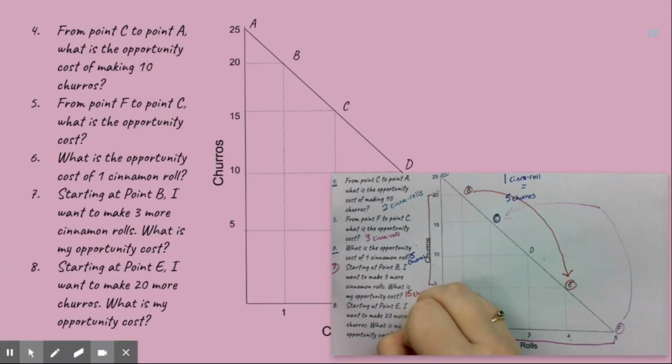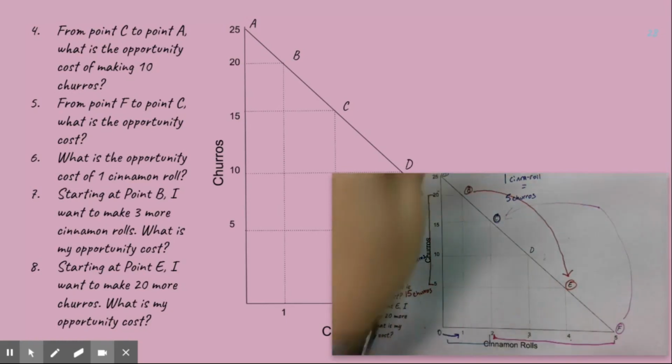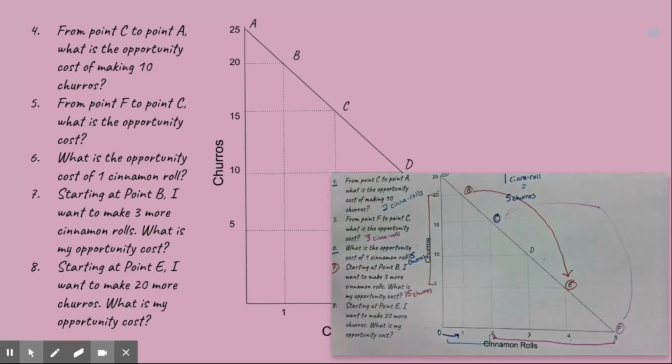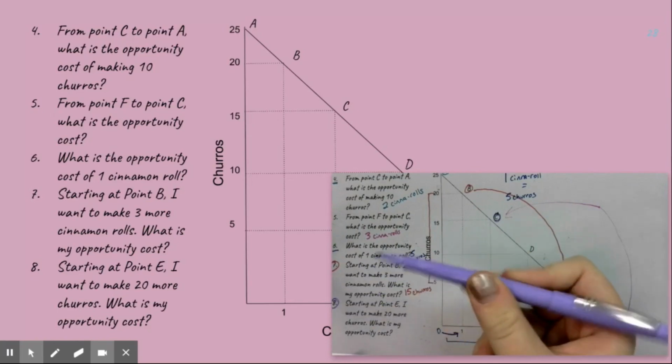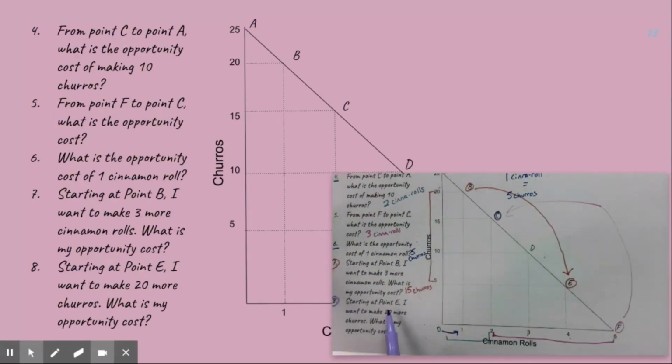I hope you're catching my drift here. All right, last one. I'm sorry, I'm killing y'all. Number 8. Number 8 in purple. Starting at point E, right here. I want to make 20 more churros. What is my opportunity cost?